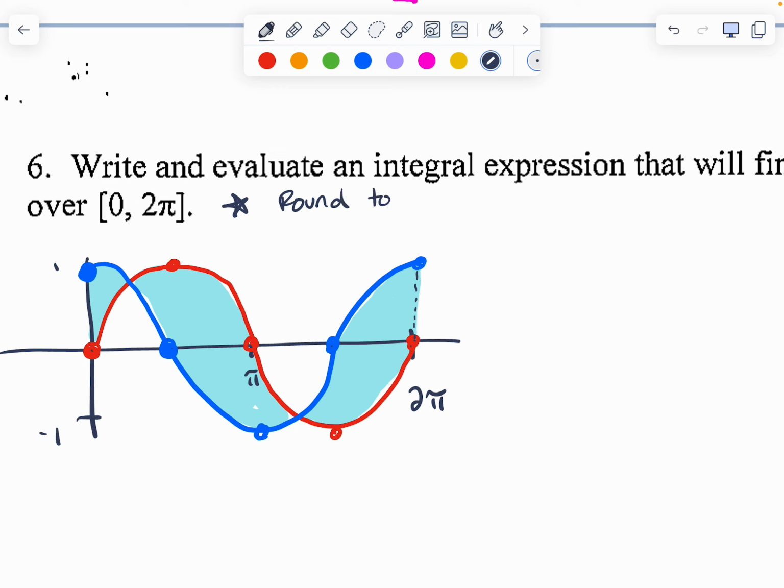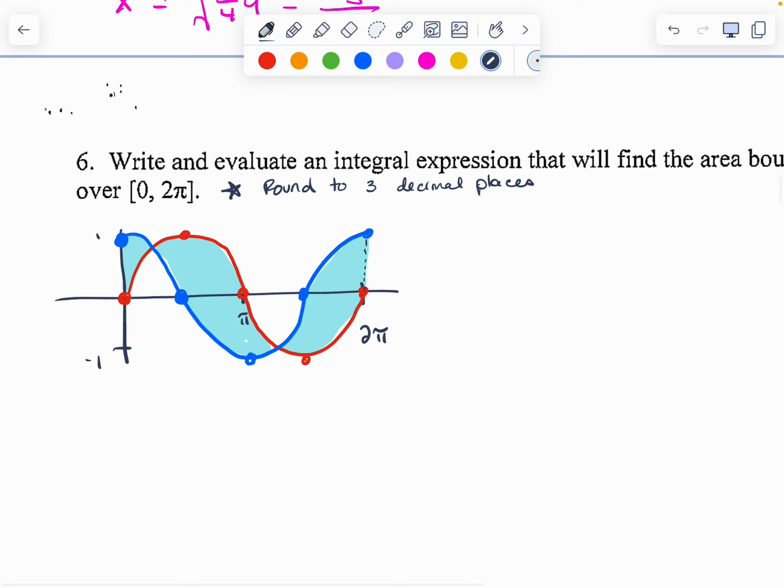Round to 3 decimal places. So we're going to set it up, and then we'll evaluate it. We'll use Desmos to evaluate it, okay? Okay, so here's our setup. I'm going to be using x's as my variable, and I'm going to integrate over the interval from 0 to 2 pi. However, I need to know where I'm switching values.